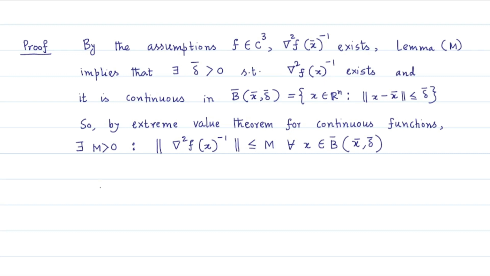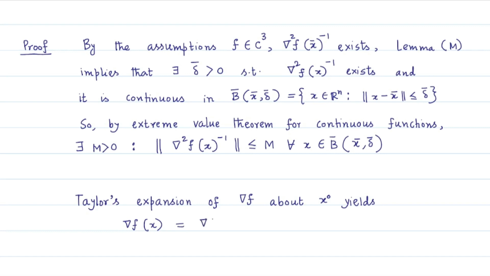Now we go for the Taylor's expansion of the gradient of f about the point x naught, and get that the gradient of f at a point x that is nearby to the point x naught is equal to the gradient of f at x naught plus the Hessian at x naught times x minus x naught plus big O of norm x minus x naught squared. Here we will have big O because the function f is assumed to have continuous third order partial derivatives.